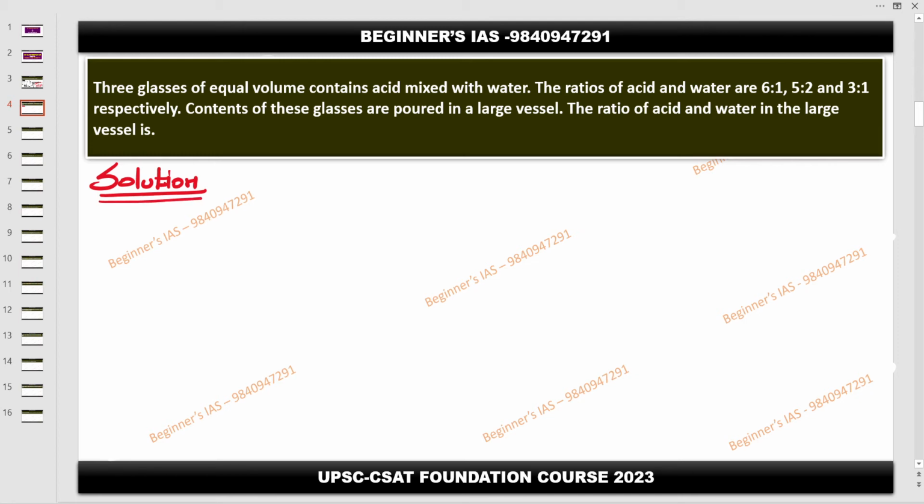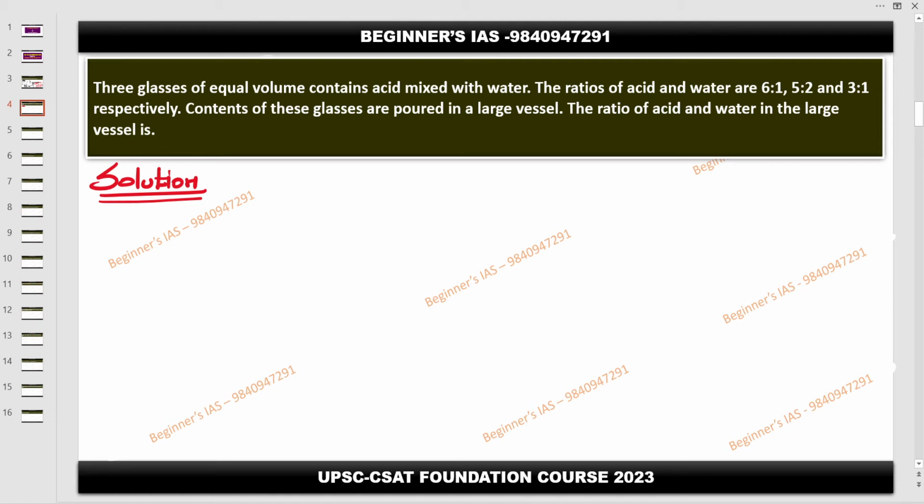Three glasses of equal volume contain acid mixed with water. The ratio of acid and water are in the ratio 6 is to 1, 5 is to 2, and 3 is to 1 respectively. The contents of these glasses are poured into a large vessel. What is the ratio of the acid and water in the mixture?